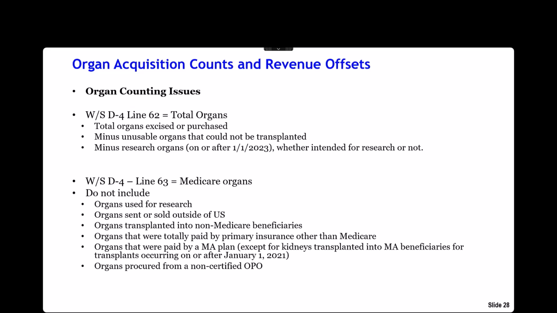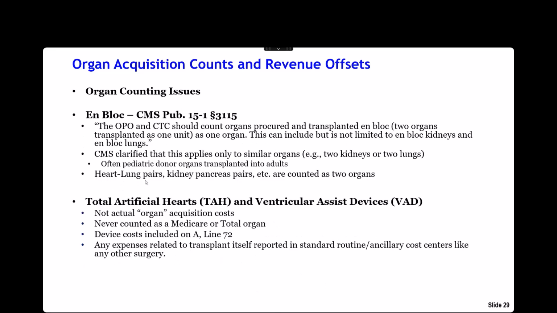It's counted as acquired, and you'll get the cost for it, but you'll offset it with the revenue that you received from the OPO. Again, assuming it's a certified OPO. So we have our organ counting issue. A couple of additional odd issues come up.